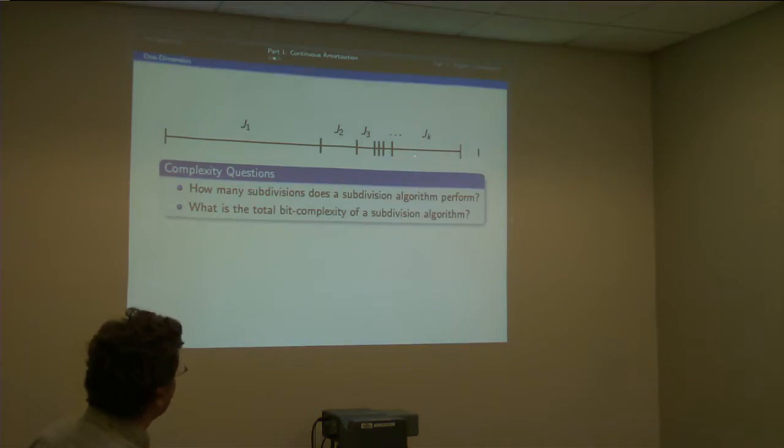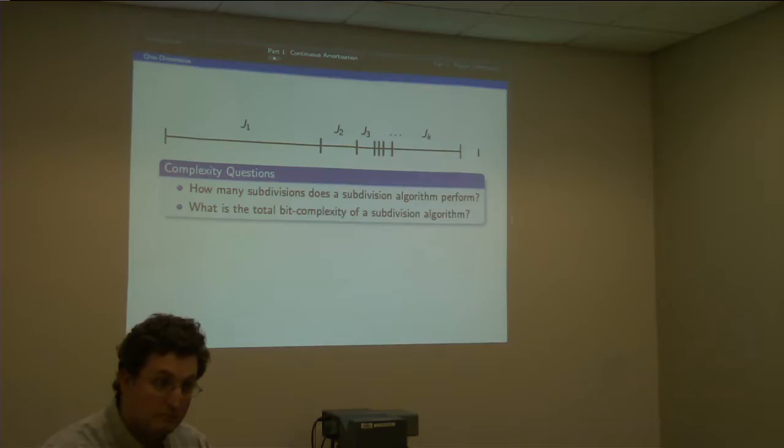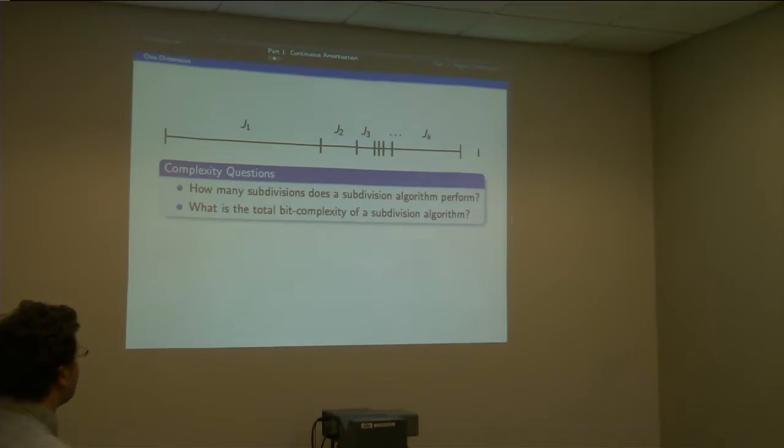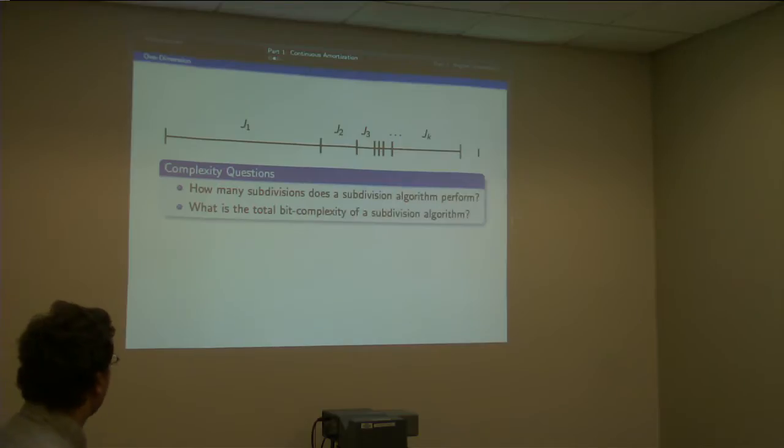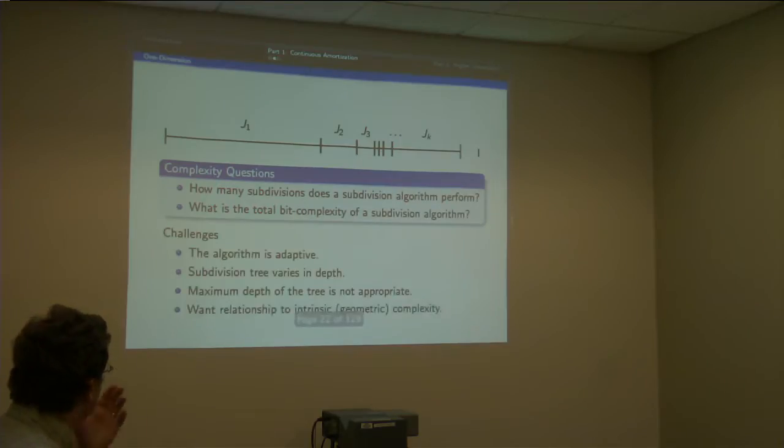Some places are big, some places you need a lot of subdivisions to deal with. So how many subdivisions actually happen? And what are other things you might want to be interested in, like the bit complexity or things like that? All right, so what are the challenges here?